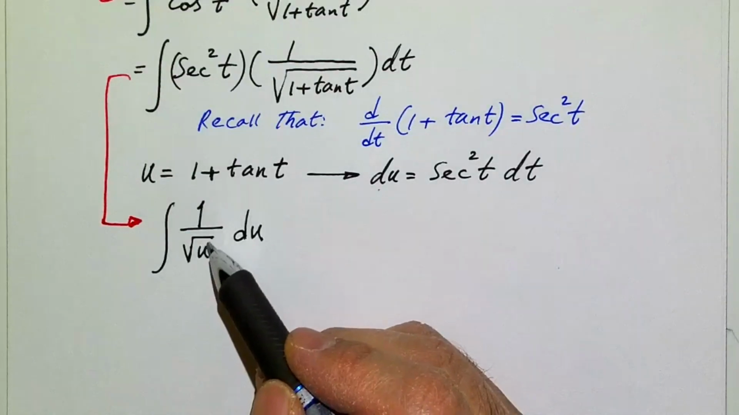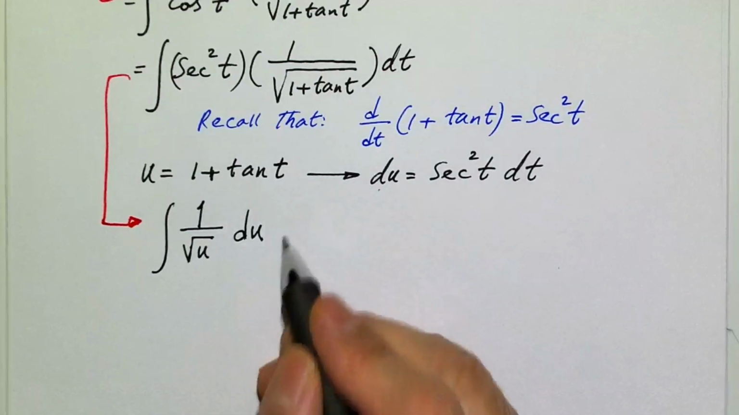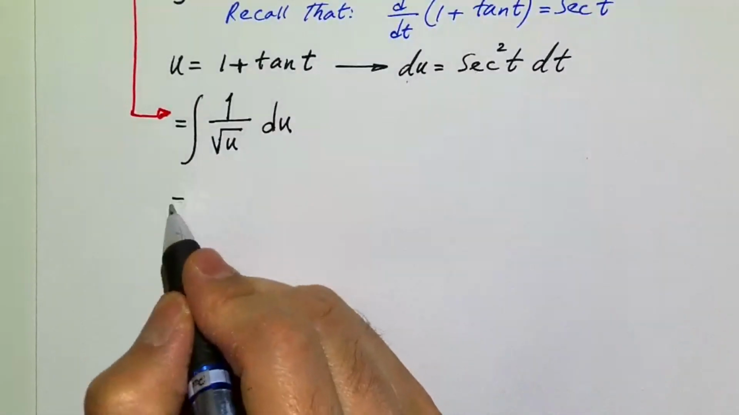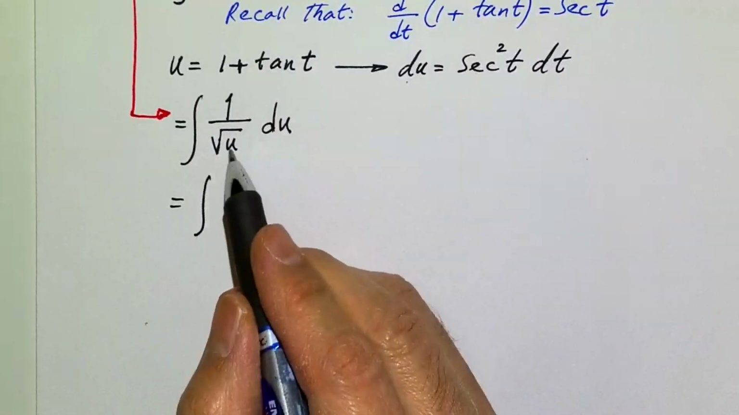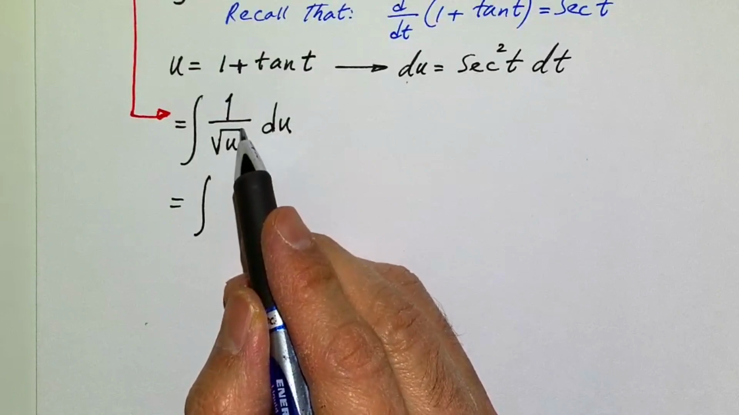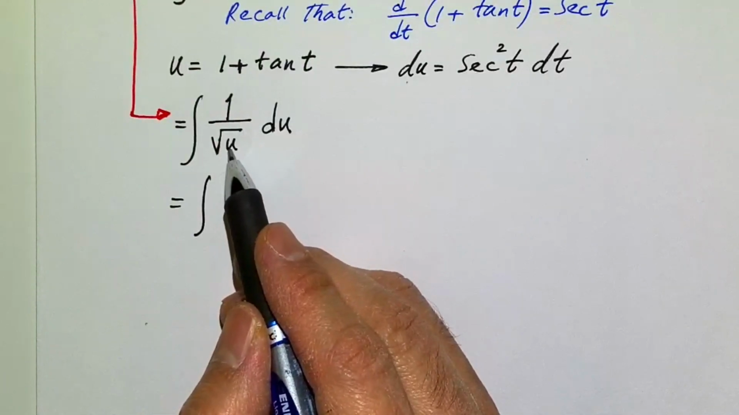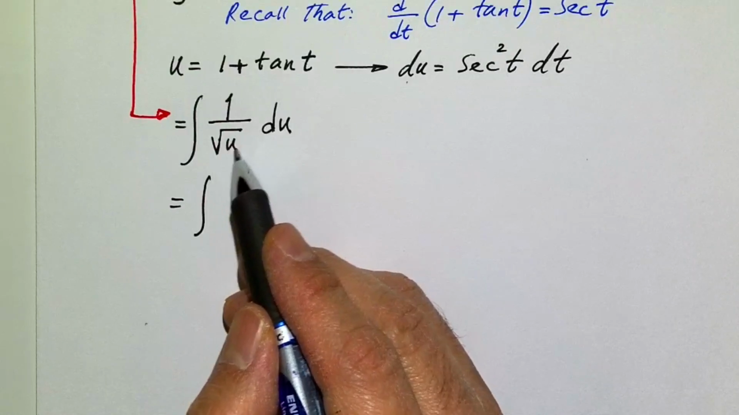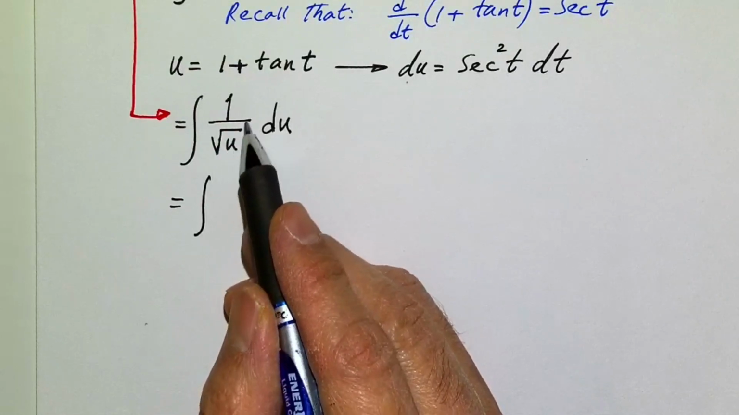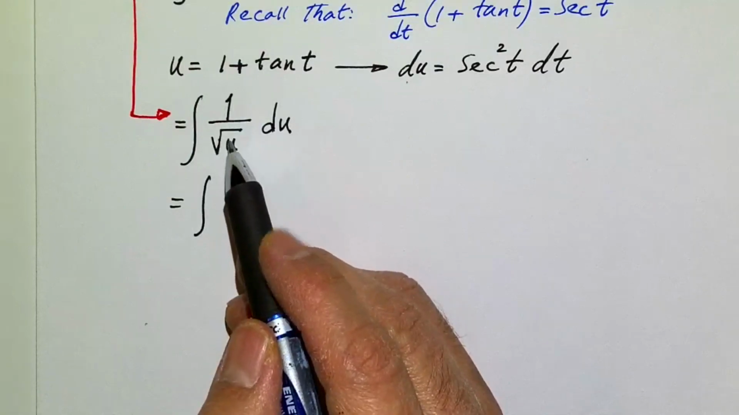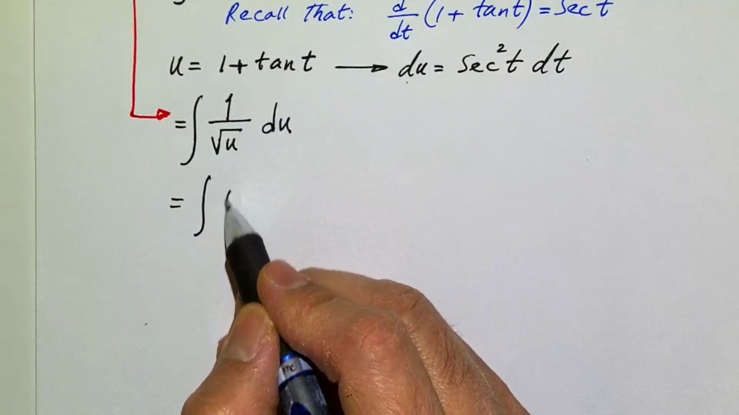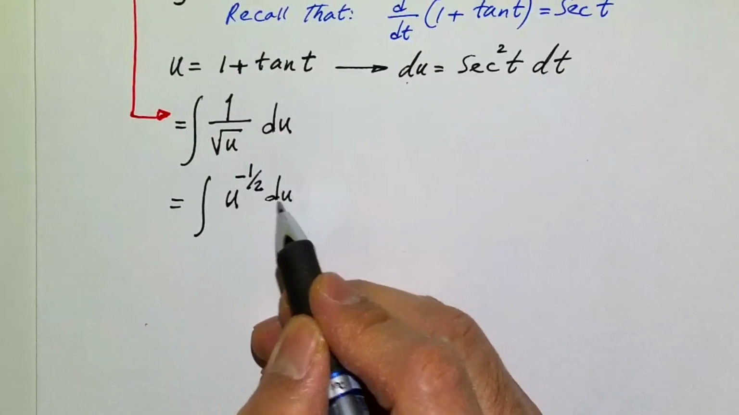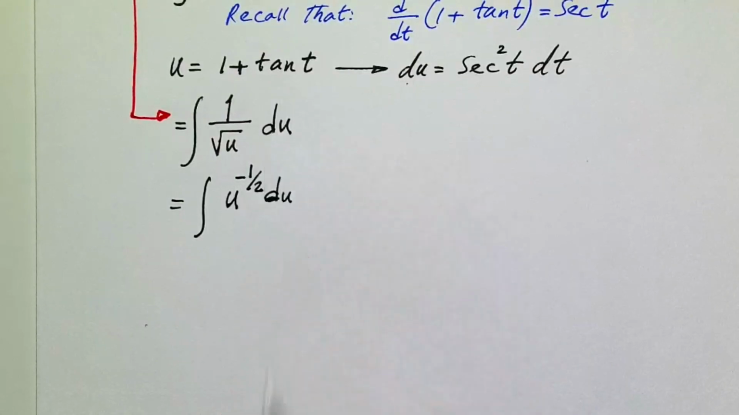Now this is really easy to integrate. If you rewrite this in terms of a rational exponent, and this is what we learned back in basic algebra, what do you get? You get u to the 1/2 power. But this is the reciprocal of that, so you can say u to the minus 1/2 power du, right? Just rewriting that in this form.